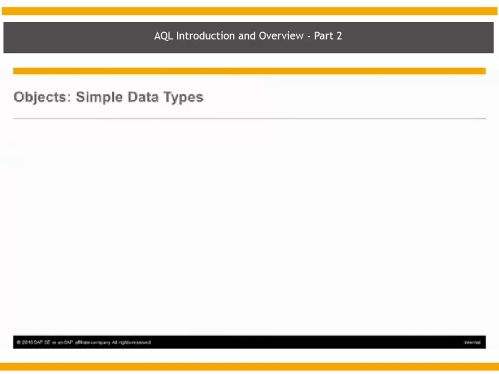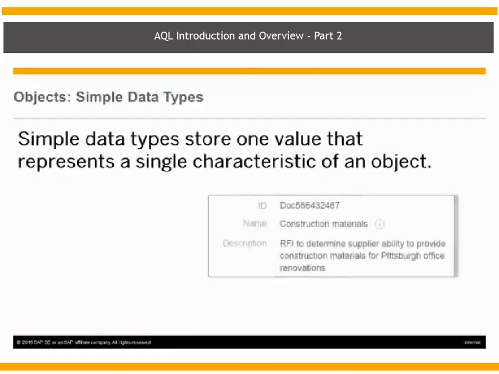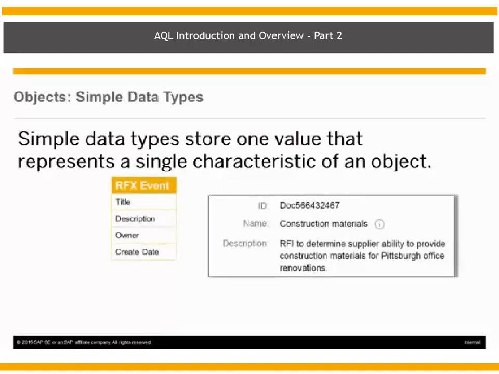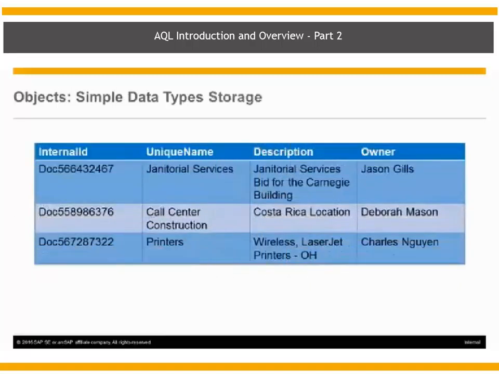Let's talk about data types for a moment. Simple data types store one value that represents a single characteristic of an object. For example, if we look at a common upstream class like the RFX document class, which represents an event where a buyer solicits competitive pricing, you'll find some simple fields in the RFX overview. The title of an RFX is defined as a string. This is a simple field. The description is also a string field. The Ariba database translates these simple data types into column types just like we would find in a relational table. The data is neatly organized into straightforward columns and rows as we see in our example here.